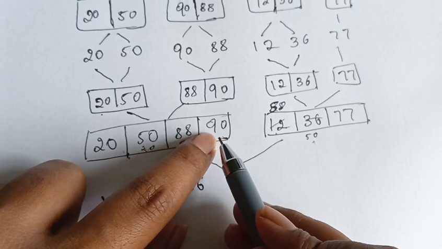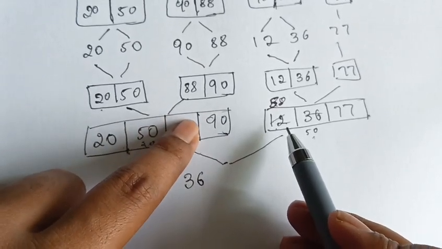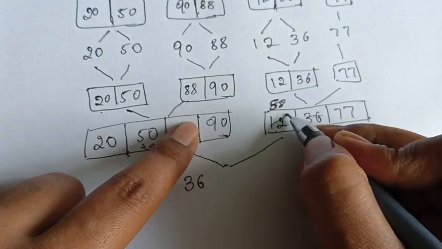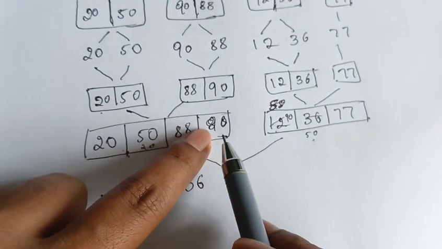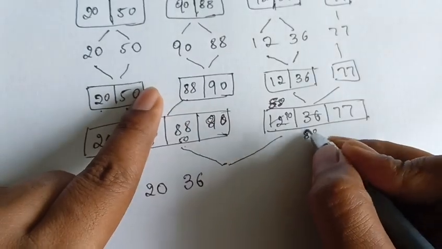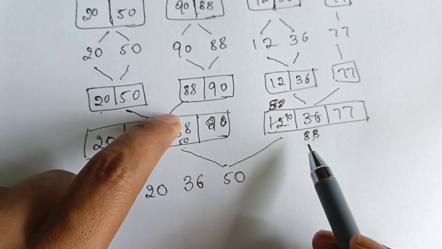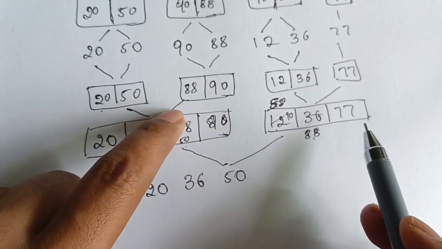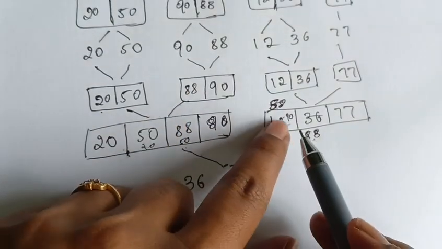Then I'll check with 90. Is 90 less than 88? No. Condition is false. Swap. Now this will become 90. This will become 88. Is 88 less than 50? No. Swap. 88 will go here. 50 will come here. And then is 50 less than 77? Yes. Condition is true. This is done and I'll come here.